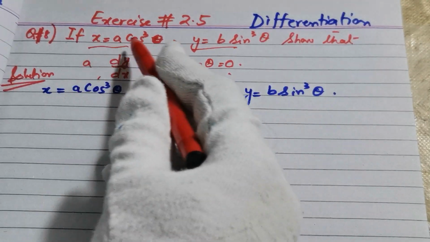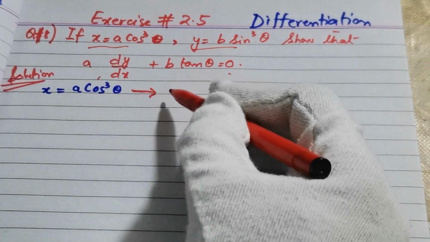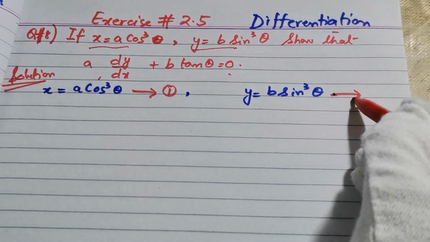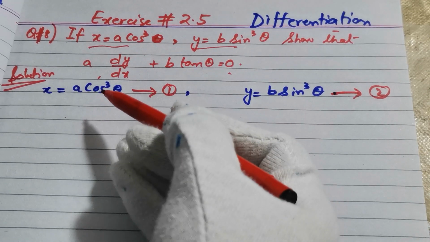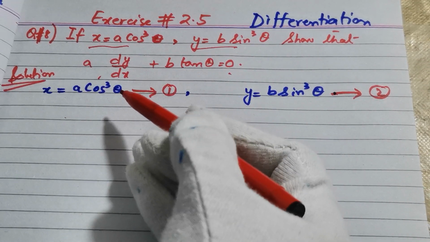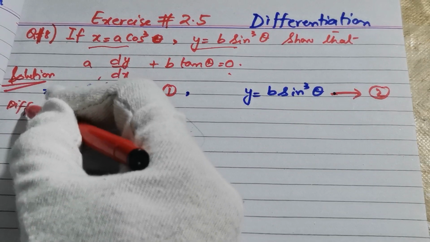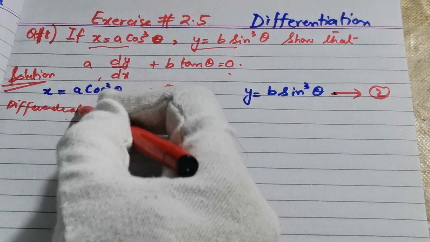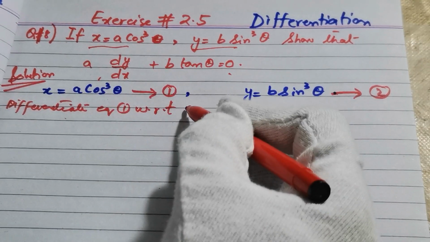x is equal to a cos cube theta and y is equal to b sin cube theta. We name this equation 1 and this equation 2. We can see that our variable is theta, so we will differentiate equation 1 with respect to theta.